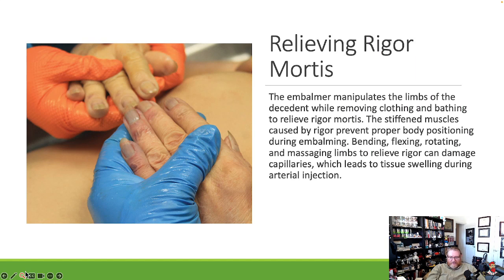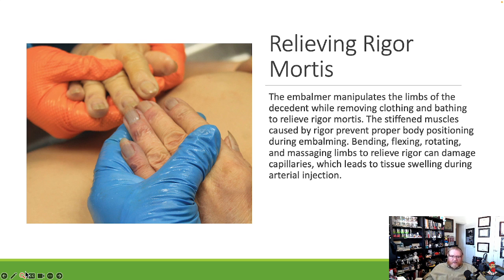The embalmer manipulates the limbs of the decedent while removing clothing and bathing to relieve rigor mortis. The stiffened muscles caused by rigor prevent proper body positioning during embalming. Bending, relaxing, flexing, and massaging limbs to relieve rigor can damage capillaries, which leads to tissue swelling during arterial injection.